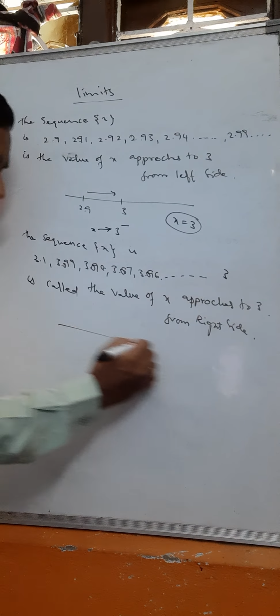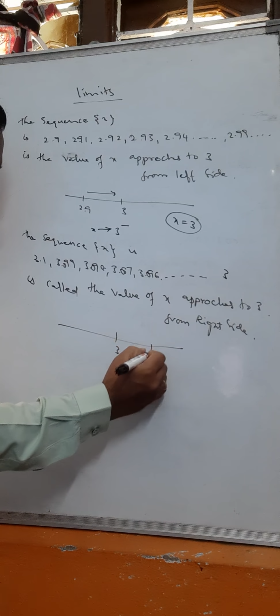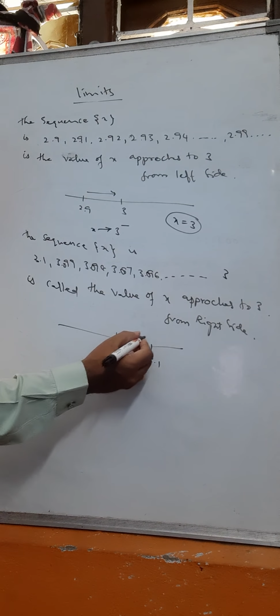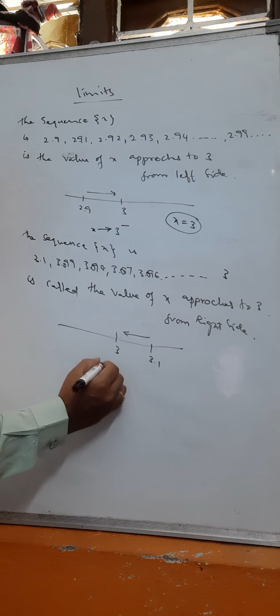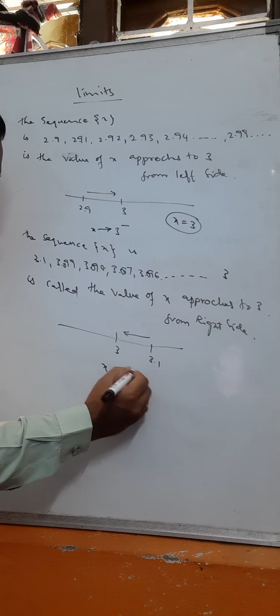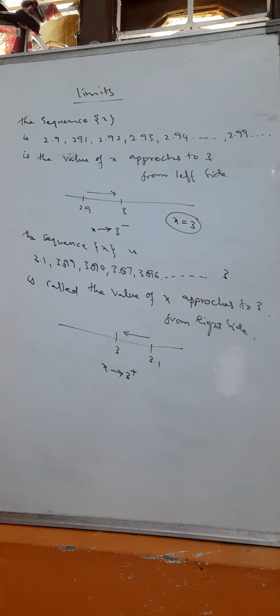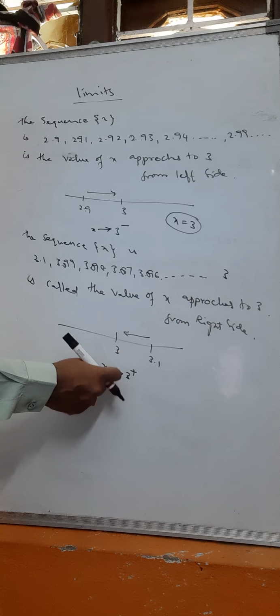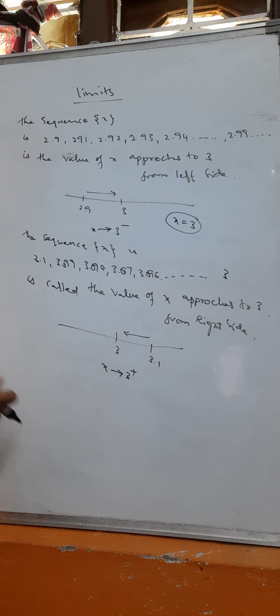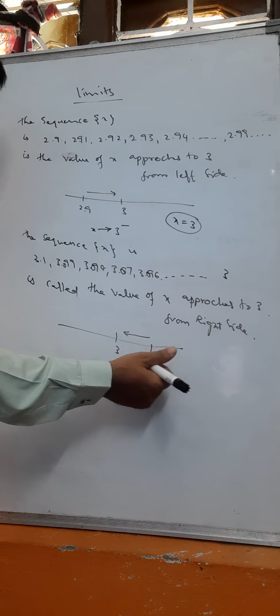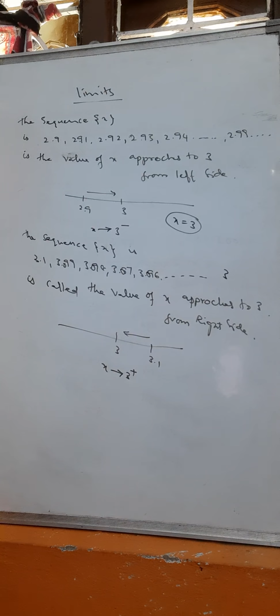So here it is a line, it is 3, it is 3.1. So here it is approaching 3 from right side. It is denoted by x is tending to 3 plus. That means x is not equal to 3, but it is more than 3. It approaches 3 from right side.